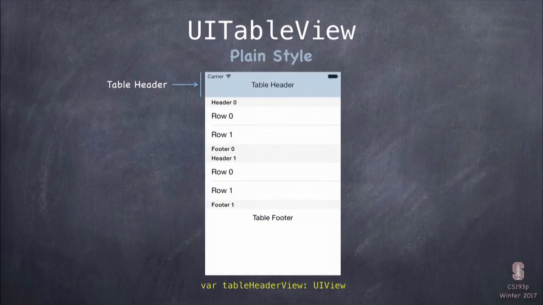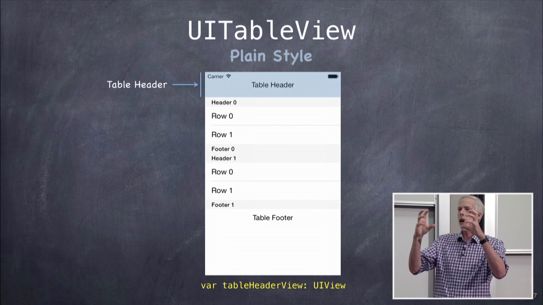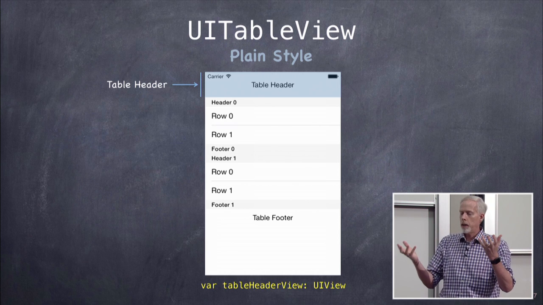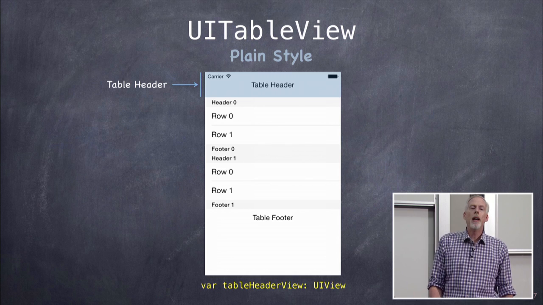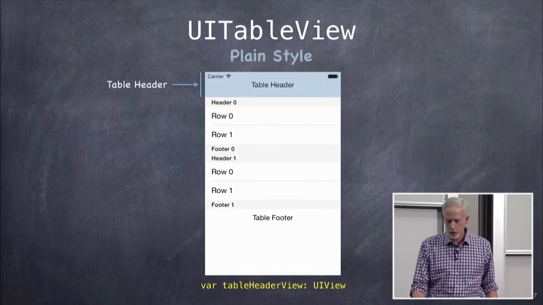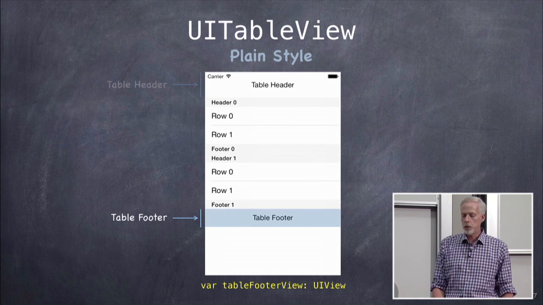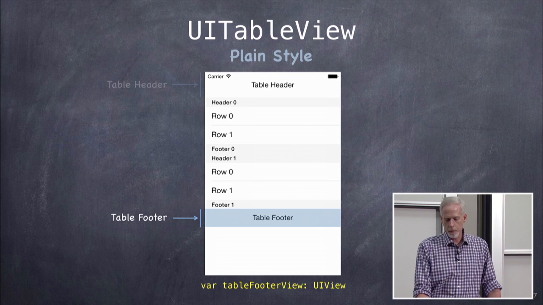First, we have the table header. That's a UIView. There's only one of them. It sits at the very top of the table. This is where, as you'll see in the demo, you might put a search field or something that searches to find what's in your table. And similarly, there's a footer view. You rarely see this used, but it's just a UIView that sits at the bottom of the table.